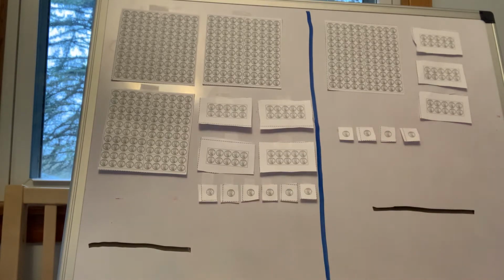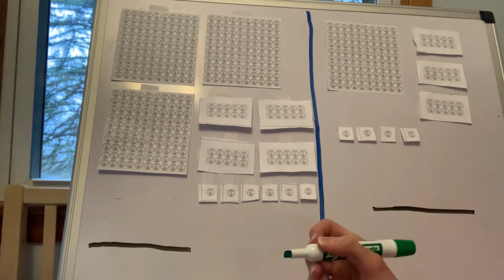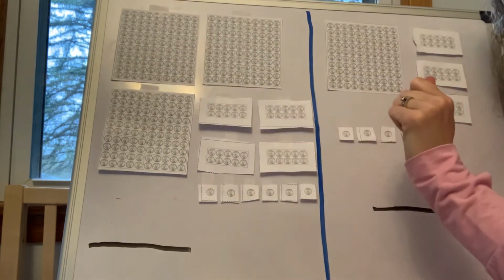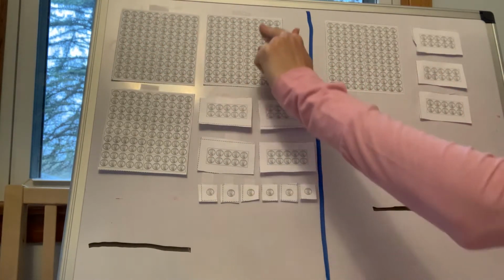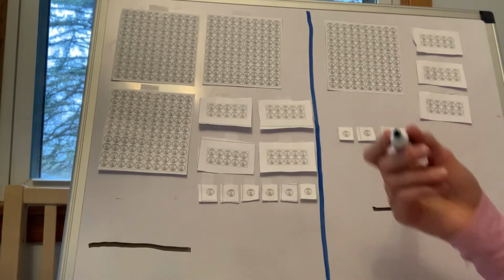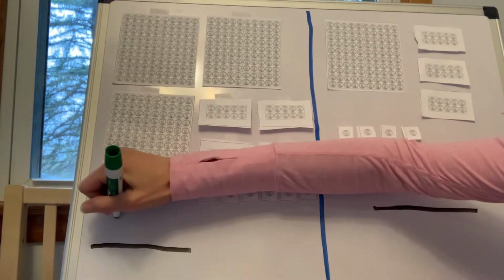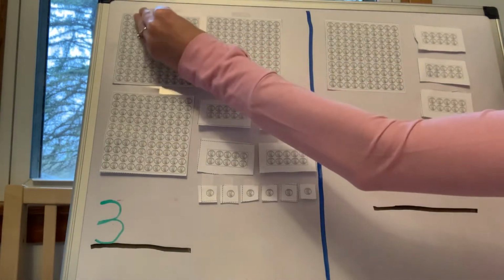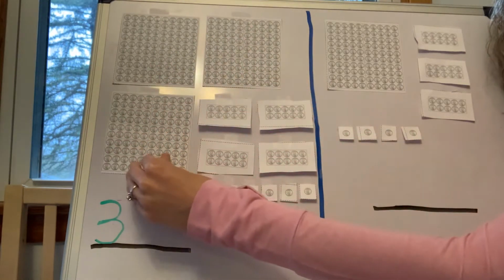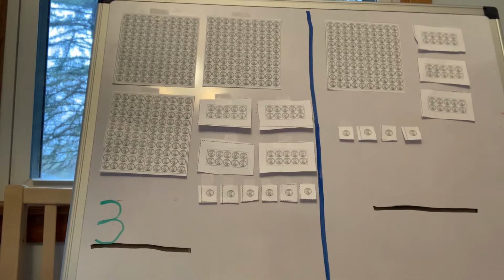So when you look at the board, how many big 100s do you see? I see 100, 200, and 300. So I'm going to write a 3 here because I see 3 full 100s. There's 100 pennies, 200 pennies, 300 pennies.